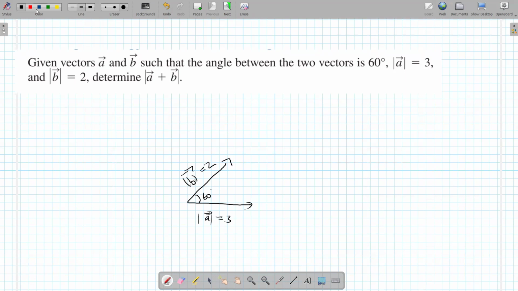All right, now this brings us to this, which is the vector fundamentals. To add vectors, you can only add them tip to tail.